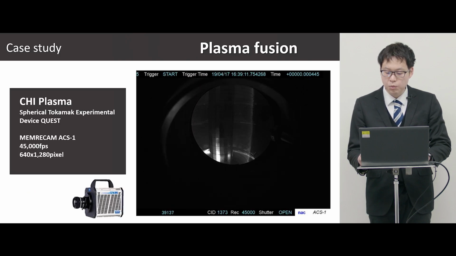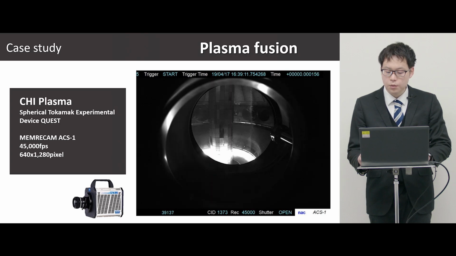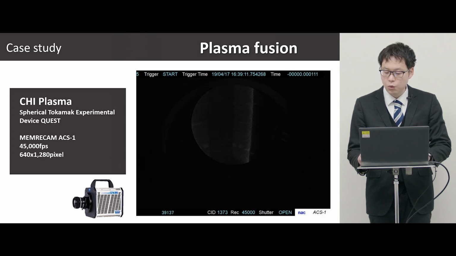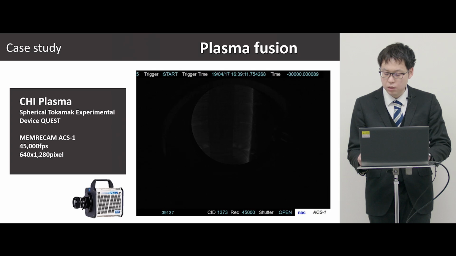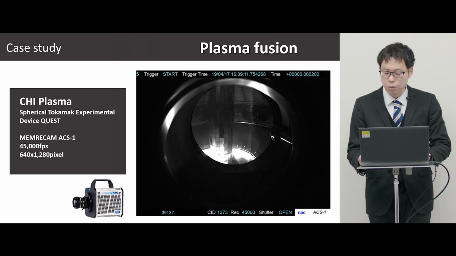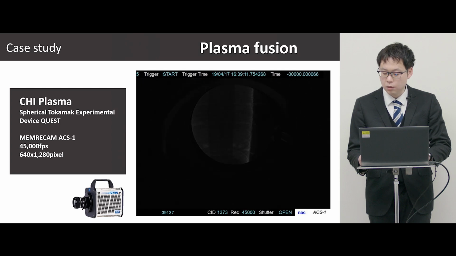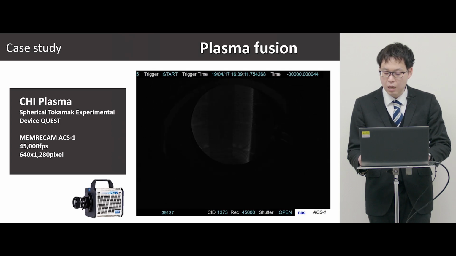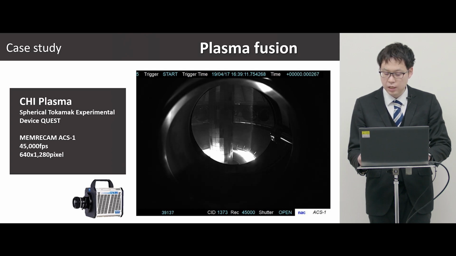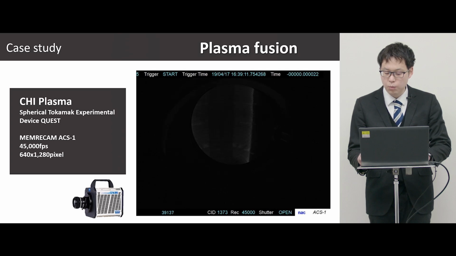This is an example of the plasma fusion imaging. Using the HS1 camera at the Quest spherical tokamak experiment device, which generates plasma and confines it magnetically with the spherical tokamak, we are able to capture images at 45,000 frames per sec and observe the details of the plasma behavior. Due to the significant effect of strong magnetic field and high voltage noise generated by the plasma, the camera is housed in the sealed box and observed through the visualization window.